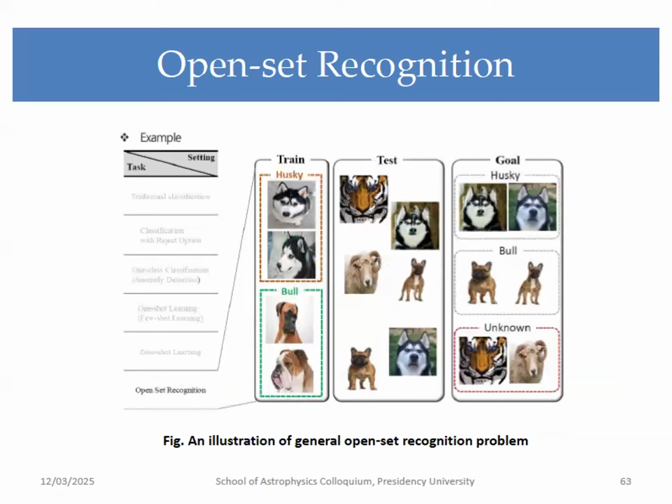So in case of open set recognition, as you can see here, you have these different types of dogs, but then here we also have something other than them, right? So these are unknown. The goal is to take an inference on all of them. Well, if it's a bull, we can infer. If it's a husky, we can infer, but how about them? We haven't seen it, right? So it's a difficult problem.